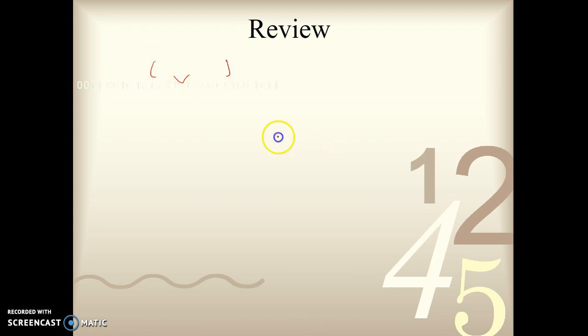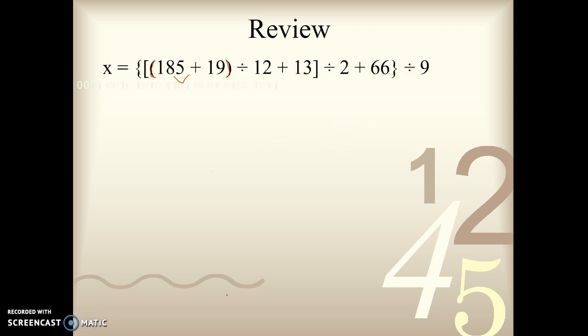Oops, where did it just go? Okay, got them back. So 85 plus 19 is 204. Now I'm going to keep my parentheses here just to keep track of what I'm doing. So now I have 204 divided by 12 plus 13. Write out the rest of my problem here. Okay, now I'm going to do this set of parentheses. Oops, I forgot to write the 13 right there. Okay, 204 divided by 12 is 17. So now I've got 17 plus 13 in this set of parentheses right here.